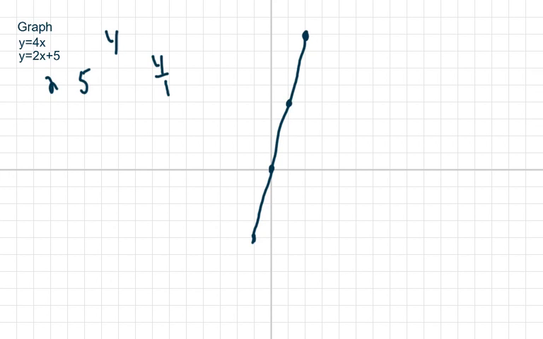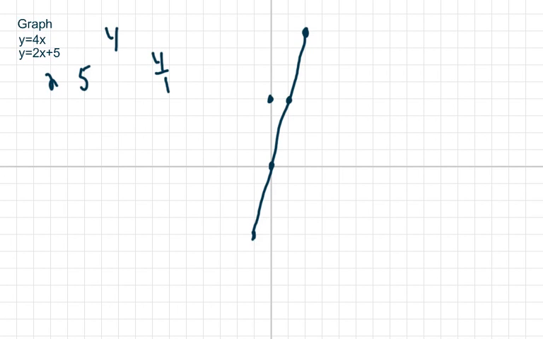For 2x plus 5, 2 is slope, 5 is y-intercept. So find 5 on this graph. 5 would be right here. For y-intercept, it would be like this. It can only be on the y-axis. There cannot be any x. Then rise twice, run once, rise twice, run once.